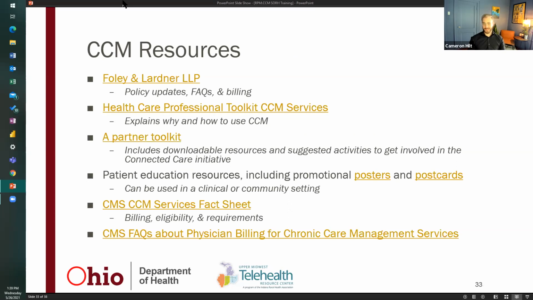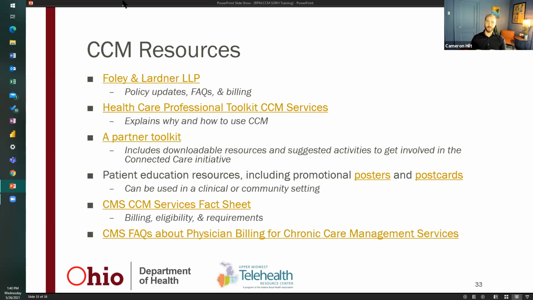So that's some general guidelines when it comes to chronic care management. Now, CCM has a lot of resources that you can go to if you're interested in learning how to implement or to bill for the service. Foley and Lardner also have CCM guidance, but CMS has a lot of resources. They have a professional toolkit, which will explain why and how you use the service. They'll have a partner toolkit that comes with activities to get started, as well as posters and postcards. But also they have a very in-depth CCM Services fact sheet.